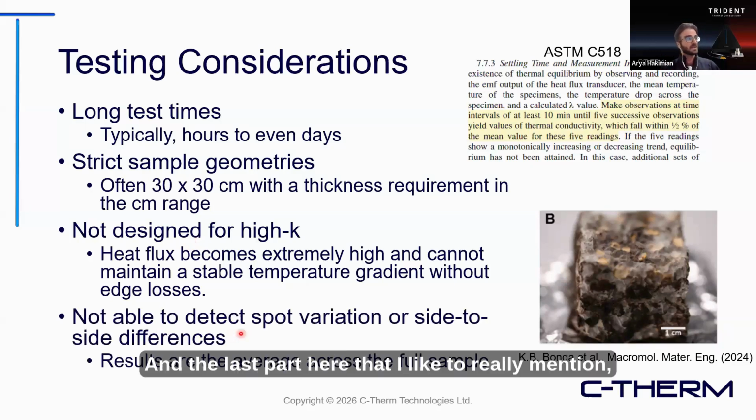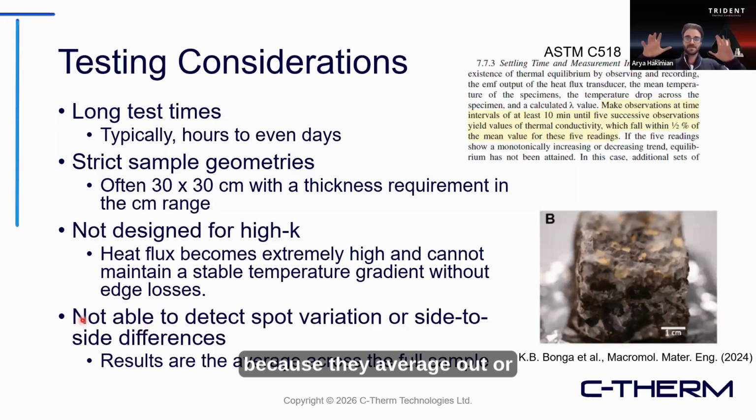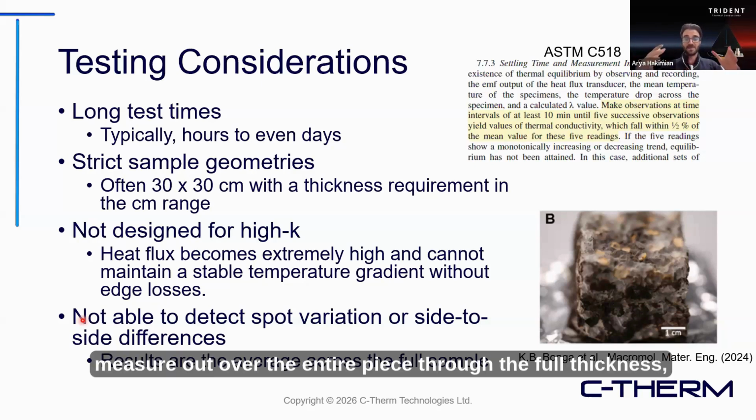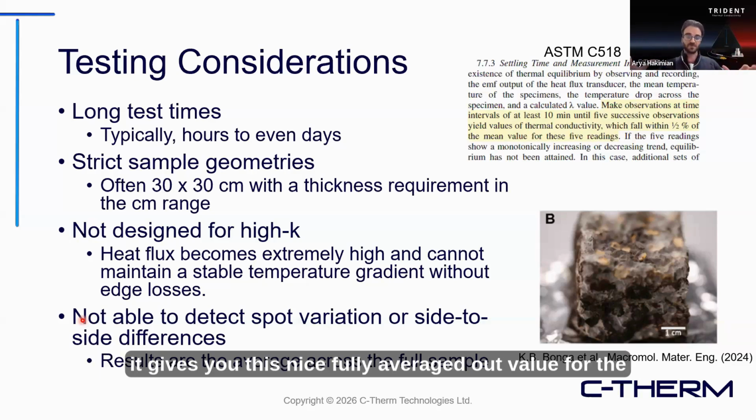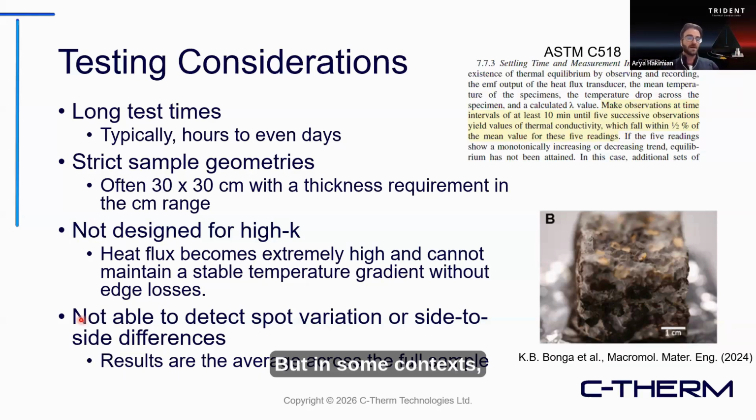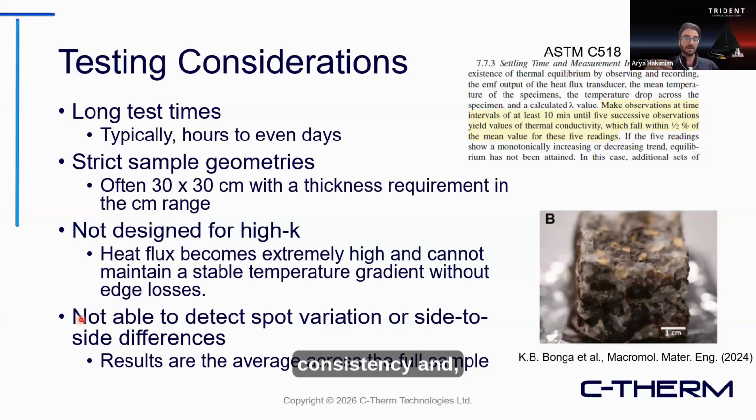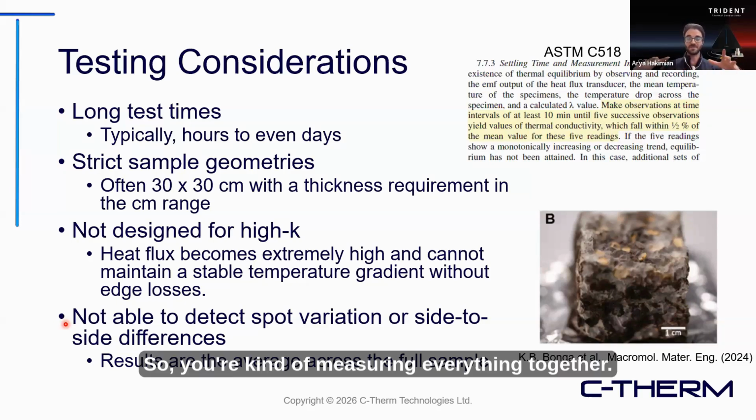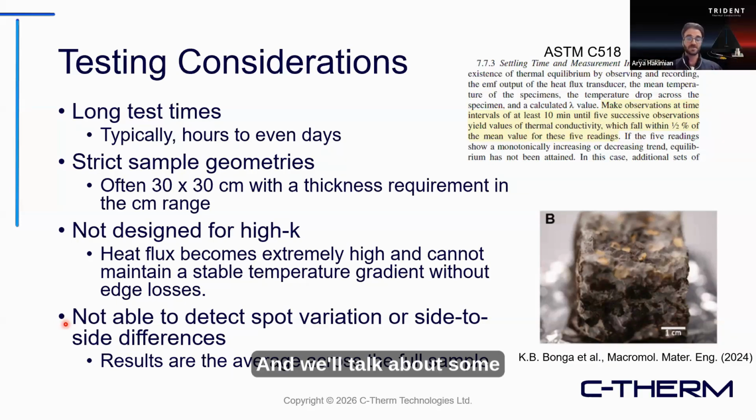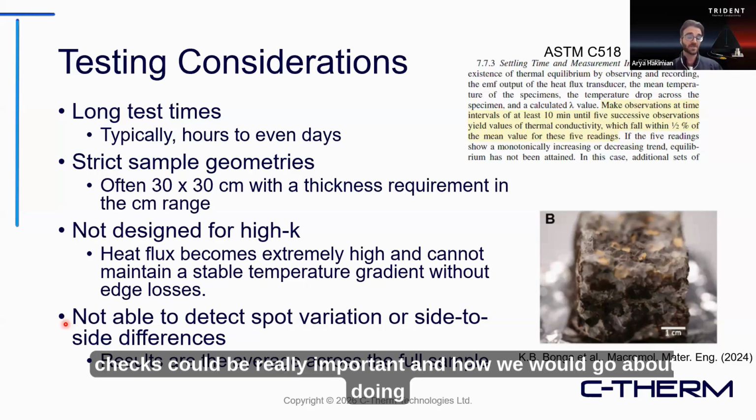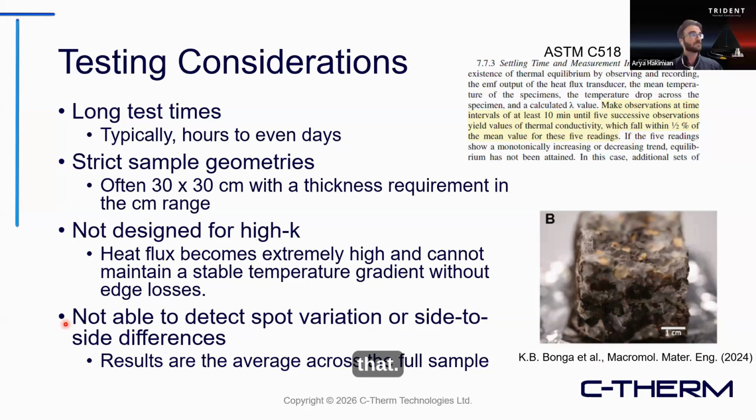And the last part here that I really like to mention, and this will be true for some other methods as well, but specifically for the heat flow meters: because they average out, or measure, over the entire piece through the full thickness, it gives you this nice fully averaged value for the entire material. But in some contexts, you're maybe wondering about your material's consistency and how you can verify this. With something of this type, it's not inherently possible, so you're measuring everything together. We'll talk about some use cases where those types of consistency checks could be really important and how we would go about doing that.